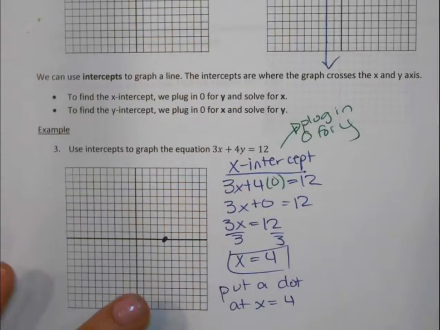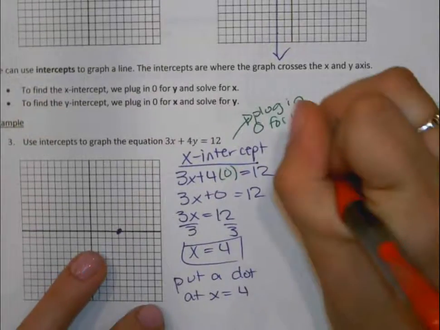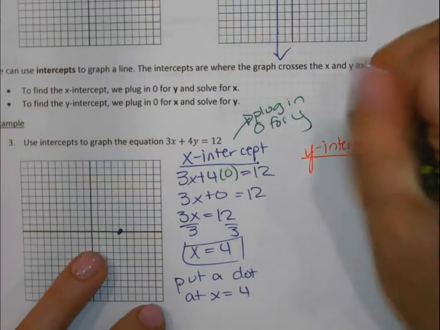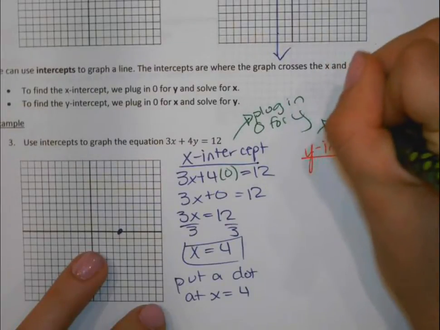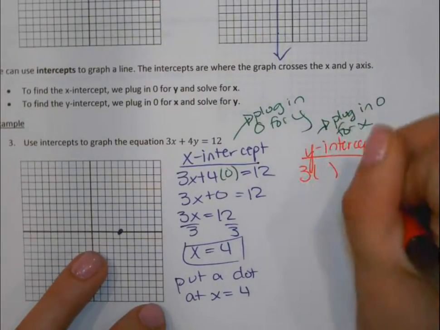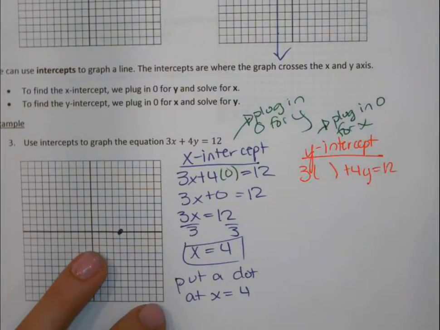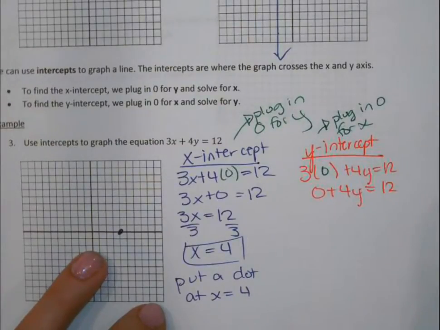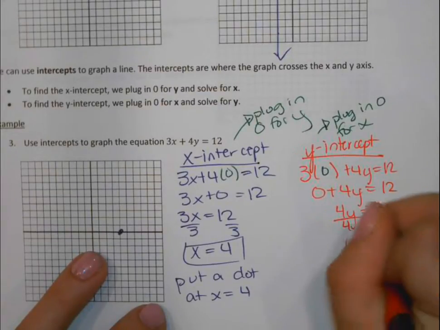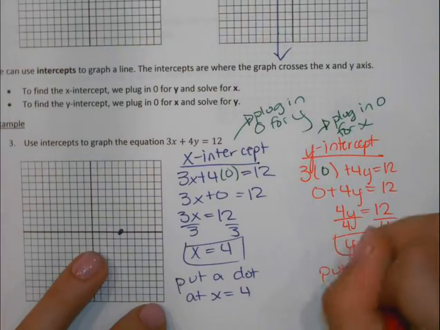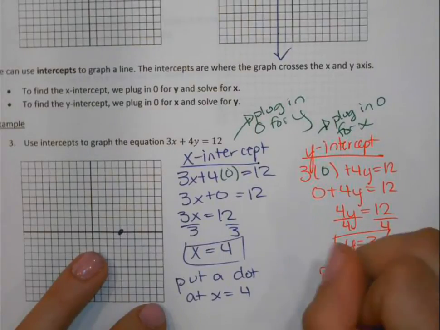Then I'm going to do the same thing for my y-intercept. And this one I plug in 0 for x. So then I have 3 times 0 plus 4y equals 12. 3 times 0 is 0 plus 4y equals 12. I'm going to rewrite this without the 0 out front, so I have 4y equals 12. Then I'm going to divide by 4 on both sides. y equals 3. So then I'm going to put a dot at y equals 3.